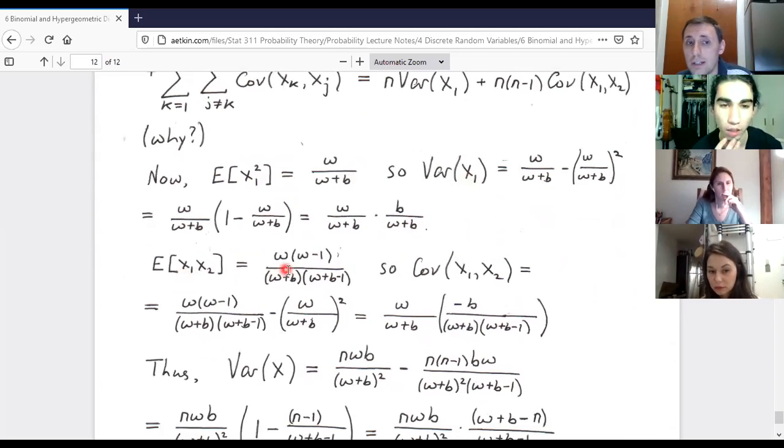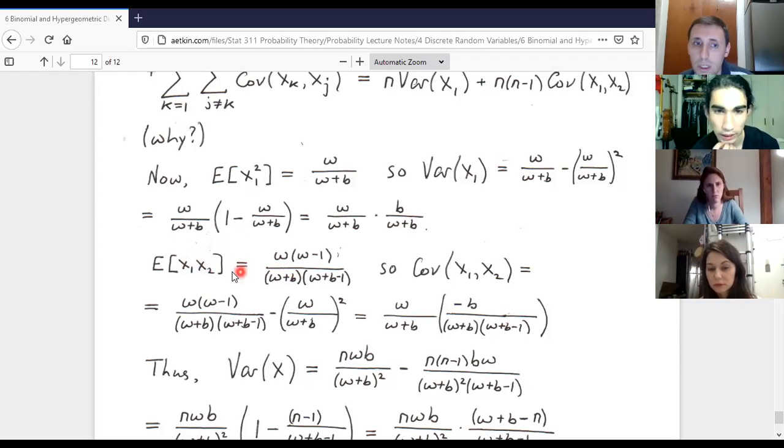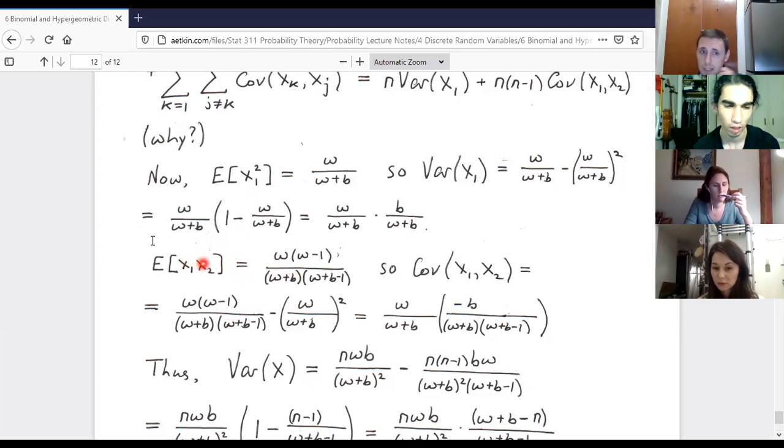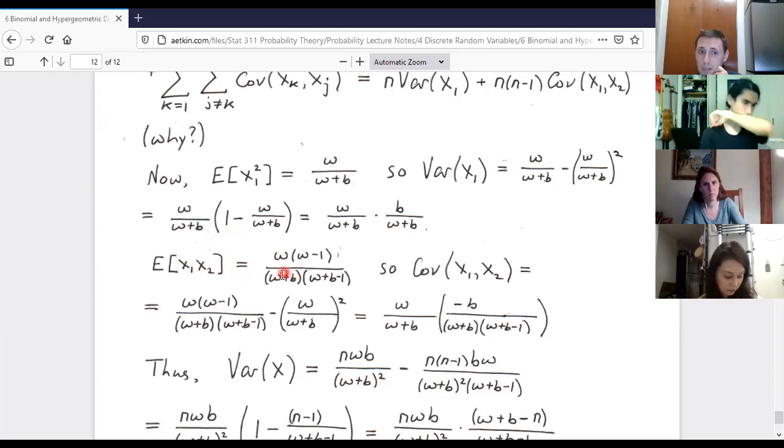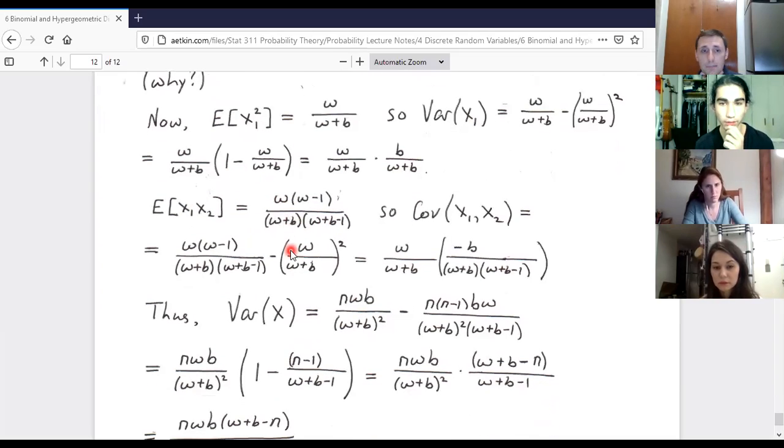Now, what about the covariance of one of them? Without loss of generality, I can just pick 1 and 2. They're the same. So the expected value of x1 x2 means I have success on x1 and success on x2. There must be both successes. So that means w over w plus b times w minus 1 over w plus b minus 1. That is the expected value of their product. Covariance is the expected value of the product minus the product of the expected values, which are the same. So it's minus this number squared. I simplify it and I have something.